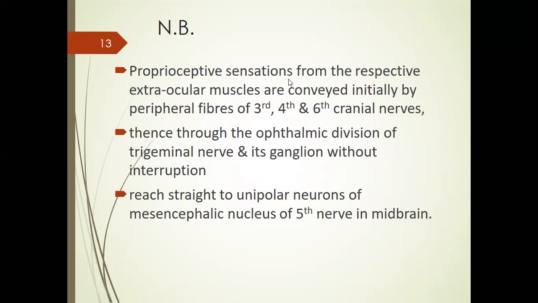Proprioceptive sensation from the respective extraocular muscles is conveyed initially by peripheral fibers of the third, fourth, and sixth cranial nerves. Thereafter, through the ophthalmic division of the trigeminal nerve and its ganglion without interruption, it reaches straight to the unipolar neurons of the mesencephalic nucleus of the trigeminal nerve in the midbrain. So you can see it has connection with the mesencephalic nucleus of the trigeminal nerve also.